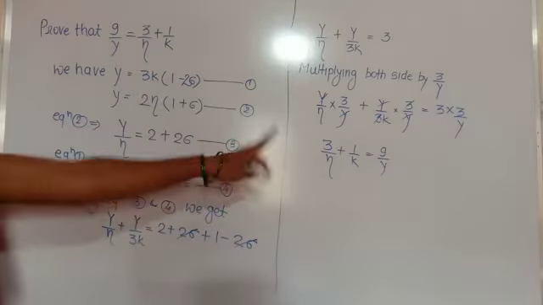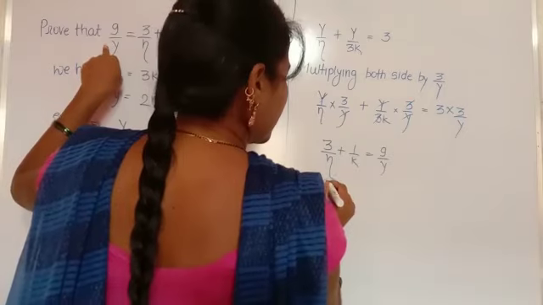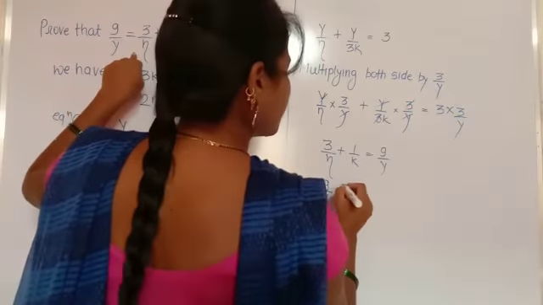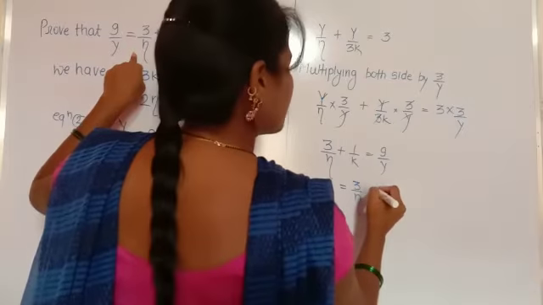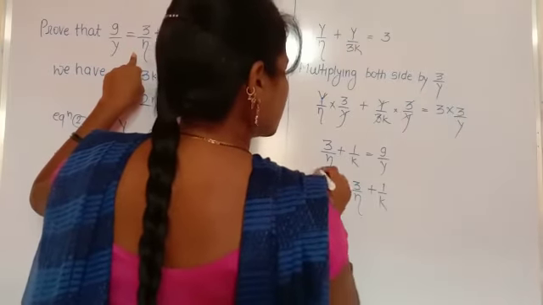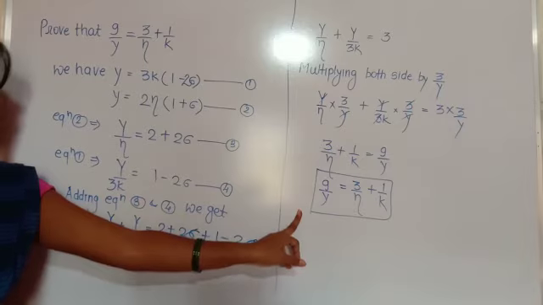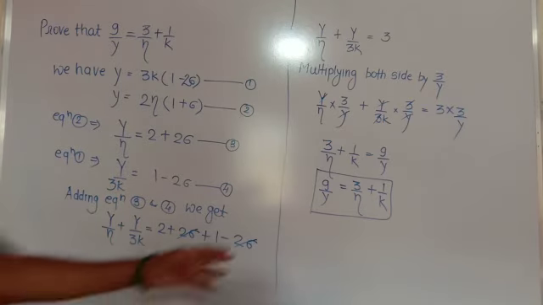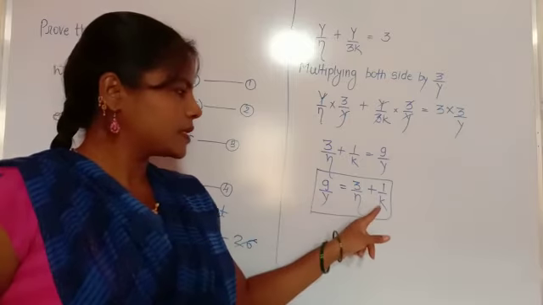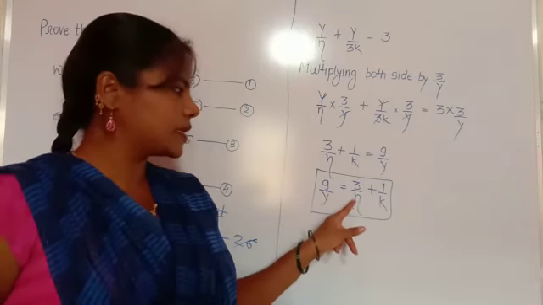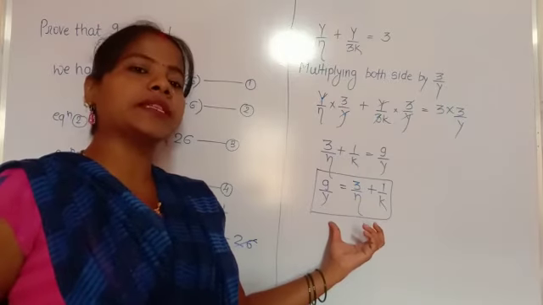So this is the proof of our equation: 9 by Y equals 3 by eta plus 1 by K. This is the required expression. That means this is the relation between the elastic constants Y, K and eta. This is the most important equation from the exam point of view, so understand it very well. This is the Young's modulus, this is the bulk modulus, and this is the modulus of rigidity, eta. This is the required relation between the three elastic constants.